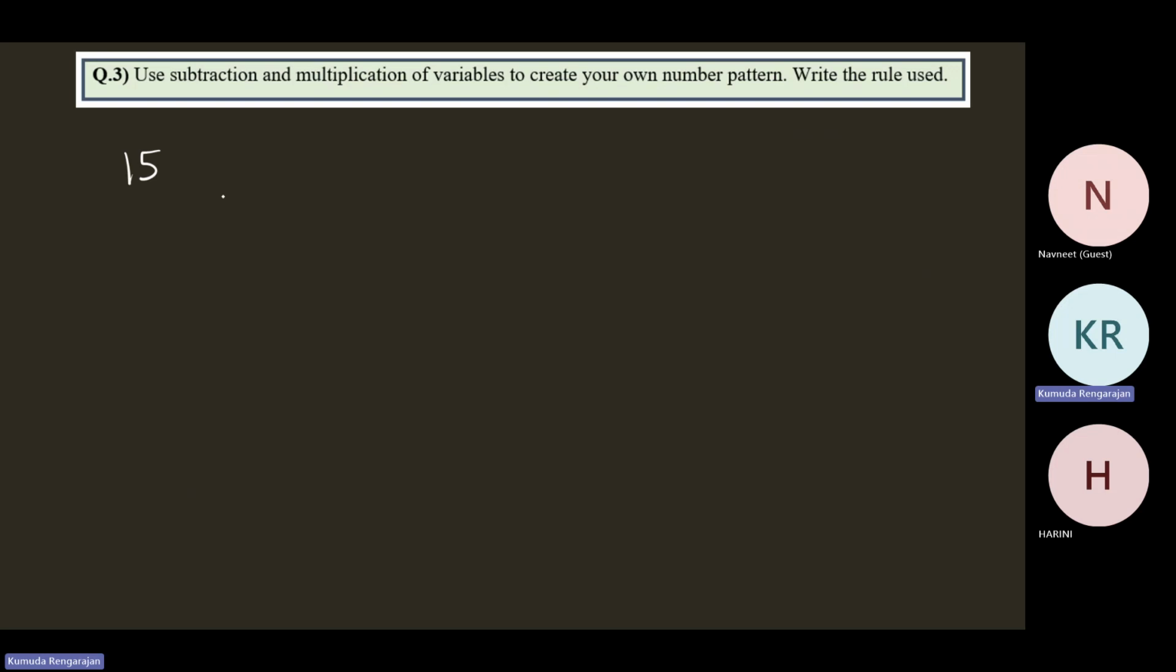Now they're saying use, okay, let me not take big numbers, but let me just start off with 2. You should use these 2 operations, subtraction and multiplication, and create a pattern. So 2 is the first term. This is the first term, okay? Now the second one. To get the second one, use multiplication and subtraction.